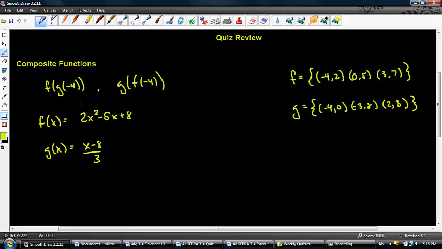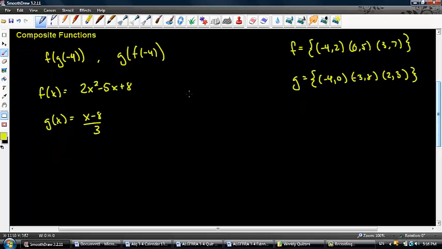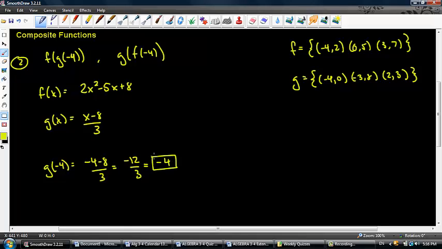The next type of composite function they can give you would be f of g of a number. In this case, the number is -4, or g of f of -4. So if we have a problem like number 2 here, we're going to plug the innermost function in first. I'm going to evaluate g of -4. So g of -4 is really (-4 minus 8) over 3. Well, -4 minus 8 is -12 over 3, so g of -4 is equal to -4.